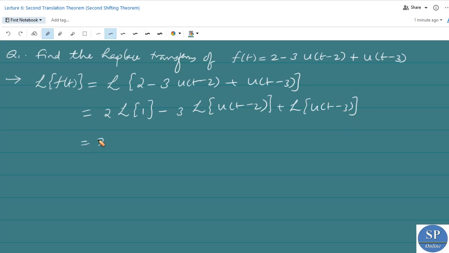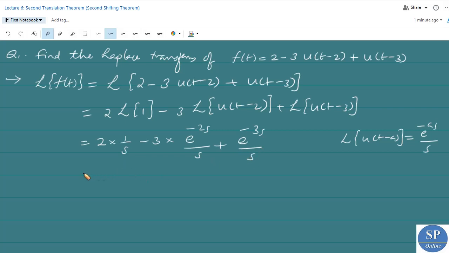So here we have 2 into L of 1 is 1 by s. So 2 into 1 by s minus 3 into L of u of t minus 2. We have the Laplace transform of u of t minus a, that is the unit step function, is e power minus as divided by s. So this is equal to minus 3 into L of u of t minus 2. Here a equal to 2, so e power minus 2s divided by s, plus L of u of t minus 3. Here a equal to 3, so e power minus 3s divided by s. So this is equal to 2 by s minus 3 e power minus 2s divided by s plus e power minus 3s divided by s.